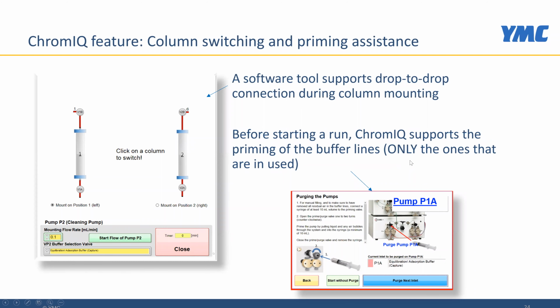Also, before starting a run, ChromIQ supports the priming of the buffer lines, and it will switch through all the buffers that are connected, so only the lines that are actually going to be used in the procedure, in the method queue, will be purged here. So it will ask you only to purge or to prime those lines that you will actually use.